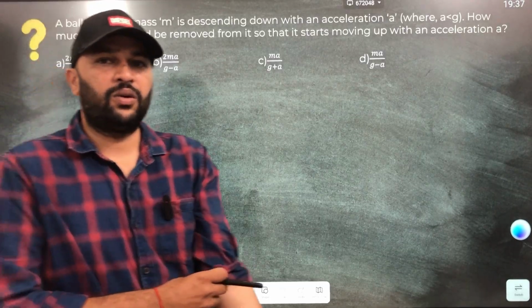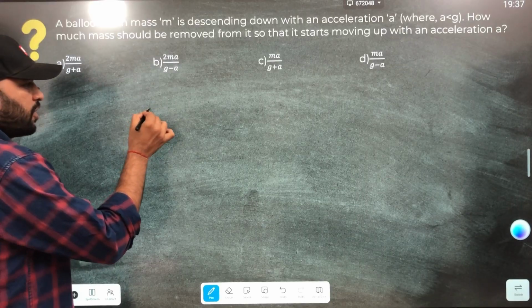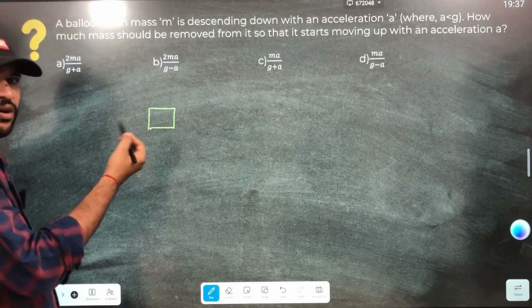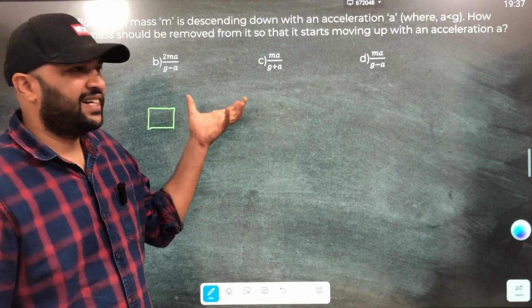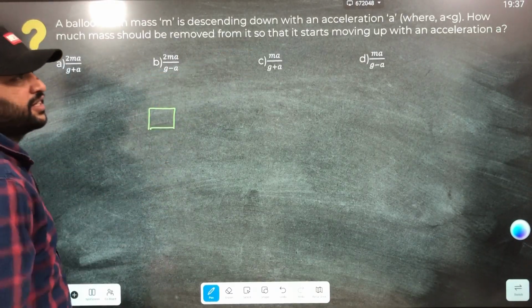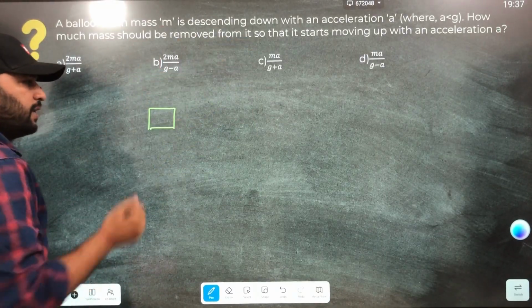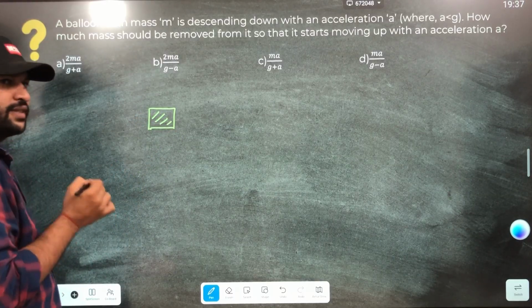Let me explain the whole scenario. I hope you have seen a hot air balloon. This is a balloon, not your simple balloon; just assume it is a hot air balloon, and there are many people on it. Because the weight is a lot, it is going down with some constant acceleration a, which is less than g. So let's see what forces are acting on it.